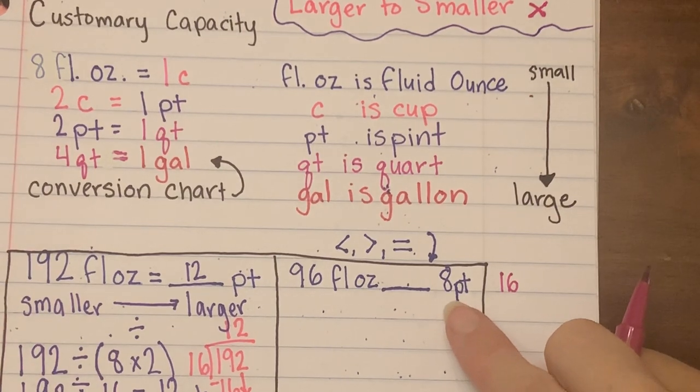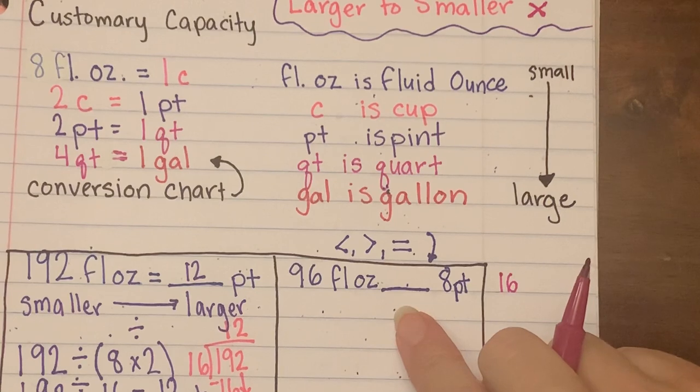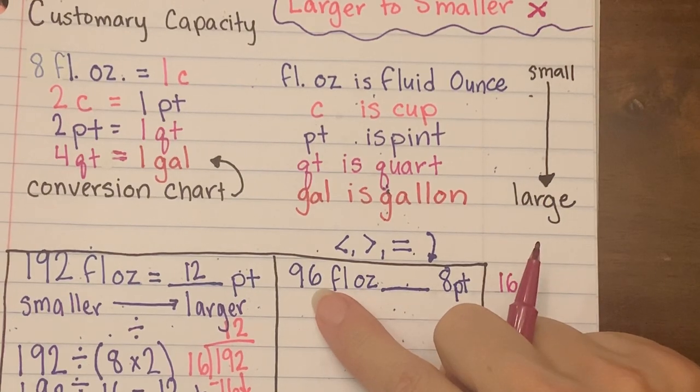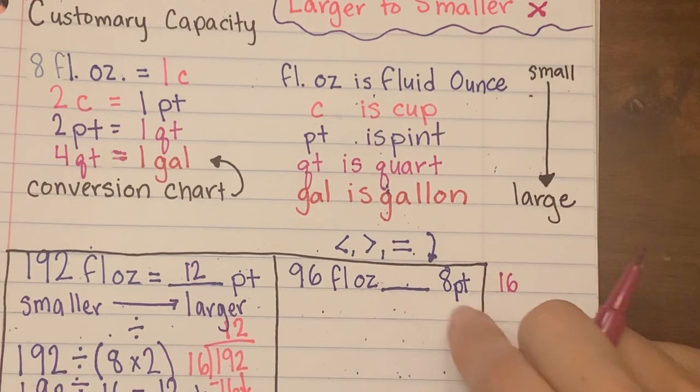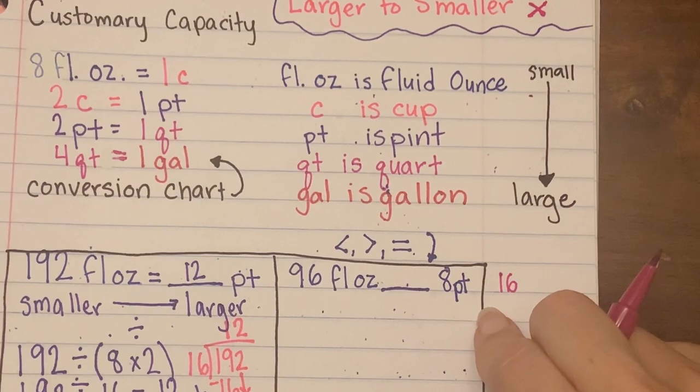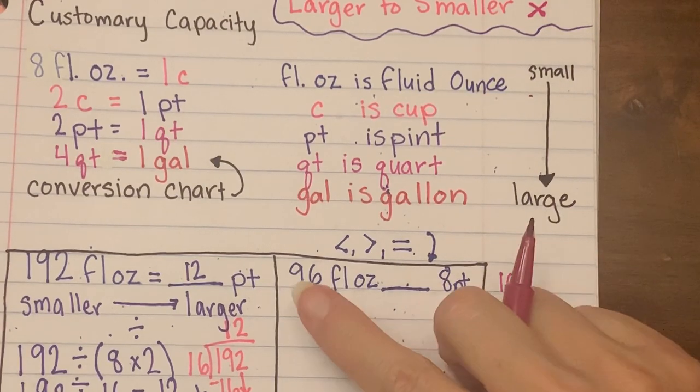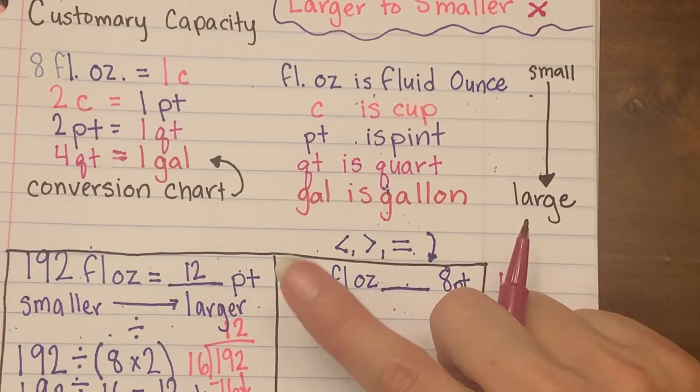So if we are looking at our 2 numbers, right? If we're looking at our 2 numbers, if we go from a 96 fluid ounces to pints, we're going to divide because it's a smaller measurement to a larger measurement. I will let you know that this number is divisible by 16.